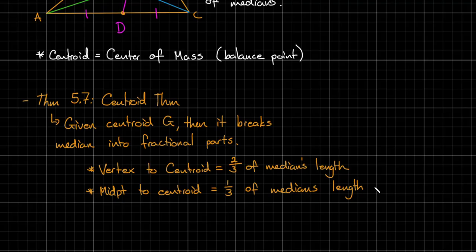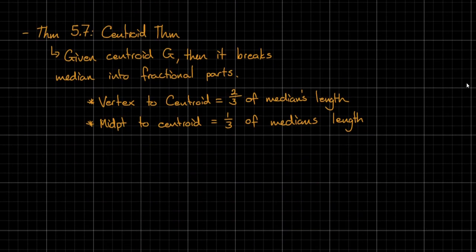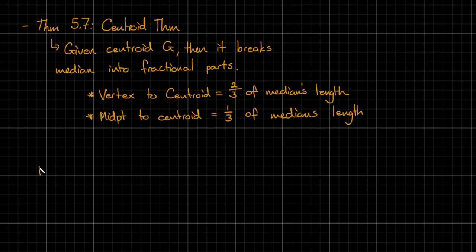Last little piece, and we're going to see this when we do an example problem in a moment. I'm going to leave one little spot in case you want an additional comment. Let's get an example. So here we go. 5.7, there it is. Let's do an example of the centroid.